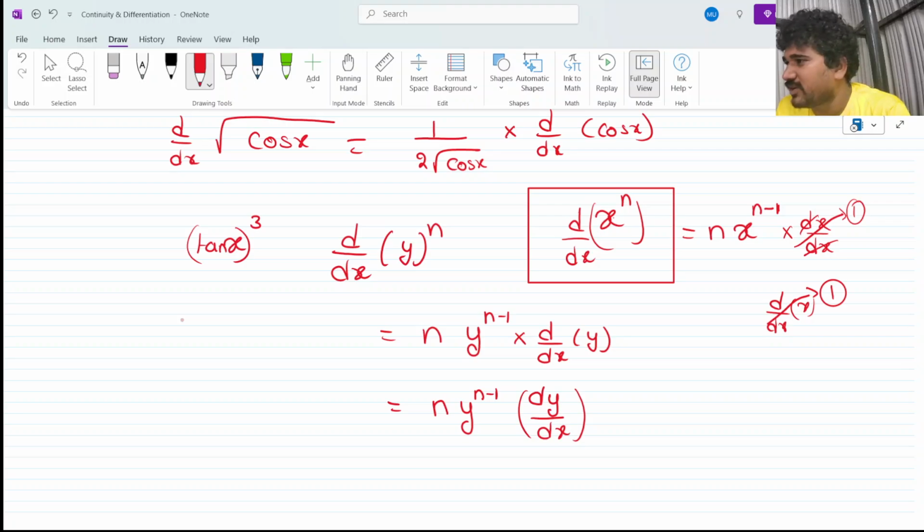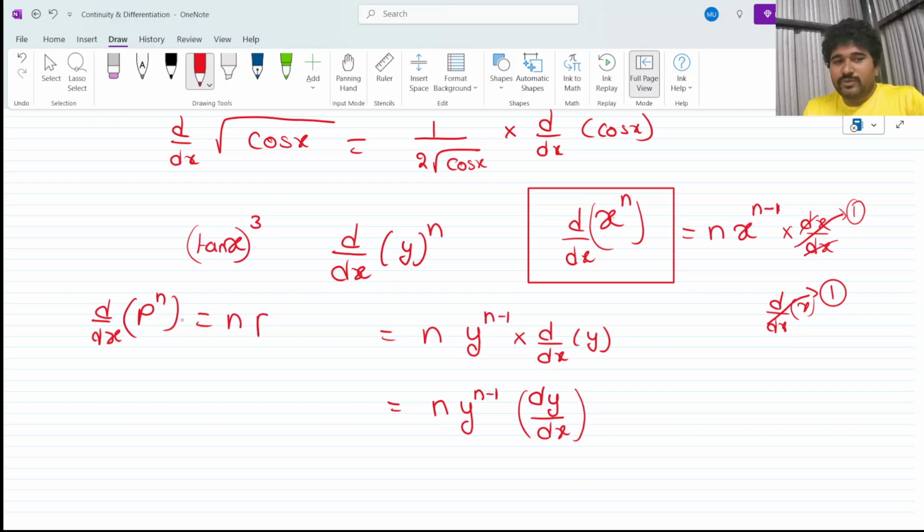Are you clear with that? Not by cancelling. d by dx of something, and the something is x. So d by dx of x is how much? 1. I hope it is clear for everybody. If I say p is a variable, and I have p power n, with respect to x what will be its differentiation value? n into p power n minus 1 into dp by dx. Everybody agree with this?